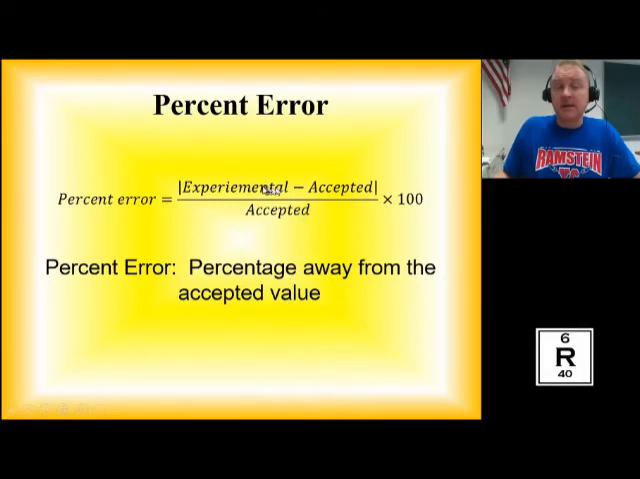So let's think about it. If I did it perfectly, let's say it was supposed to be 100, and I did my lab and I got 100, and so I do 100 minus 100 because that's what the accepted value was also. That would be 0. 0 divided by 100 times 100. Anything 0 divided by anything is 0. So therefore I'd have a 0% error. If your experiment is the same as your accepted, it'll be a 0% error. And that's good. You don't want to be far away.